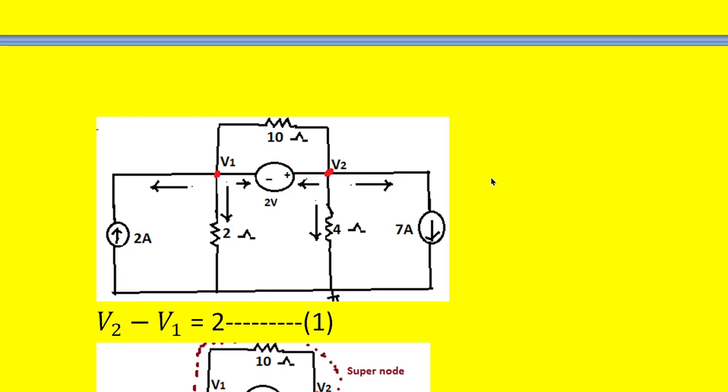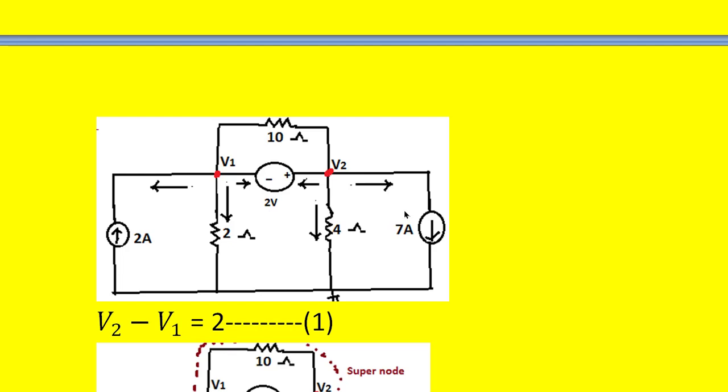So now assign the current direction from each node. We assume that V1 is at a higher potential compared to the other nodes. So the current flows from here in this branch like this. Similarly in this branch from top to bottom. Similarly the current flows from here to here.